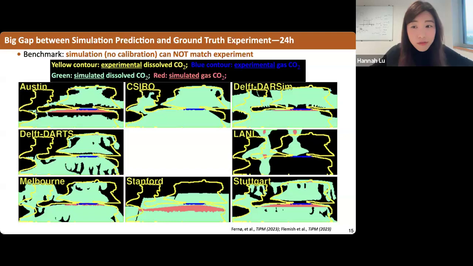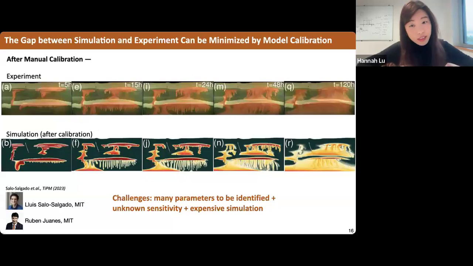Again, one of the reasons of this big gap is that the experimental data is not given to the participating teams as a prior, and the many parameters, especially the constitutive laws in the system, are chosen by the team members. So without history matching, we will have this big mismatch as expected. And things can be improved immediately after model calibration, history matching.